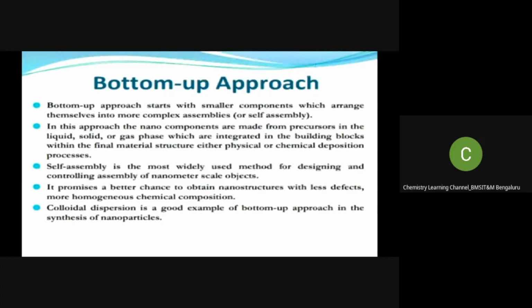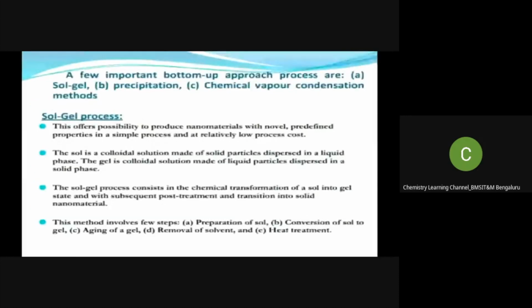There are three methods by which we can synthesize with the bottom-up approach, that are the sol-gel process, precipitation method, and chemical evaporation condensation method. First, let us discuss the sol-gel process. In the sol-gel process, it is possible to produce the nanomaterial with predefined properties in a simple process and relatively low process cost. The sol is called a colloidal solution.